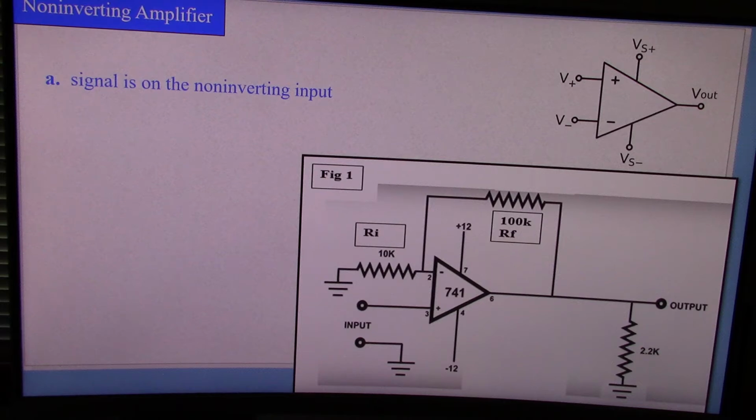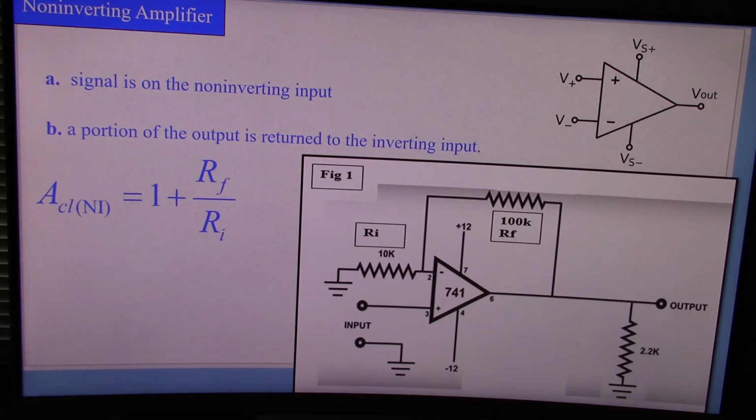So in this case, we are feeding back some of this into this so that the numbers will become closer than plus or minus 12 volts. So if you want to get some amplification which is between these two numbers, that's when we have this feedback cycle.